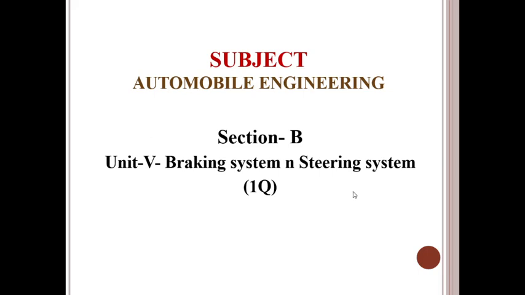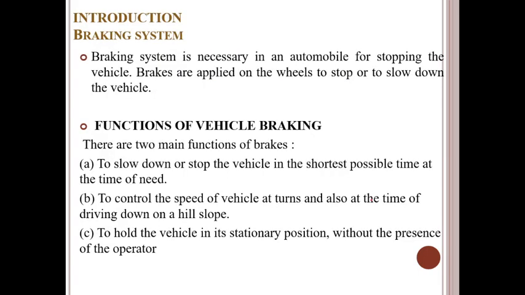So, we know why the braking system is required in our automobiles. Let's discuss in our next slide. If you observe in the diagram, this is our braking system. So, what is the braking system? A braking system is necessary in automobiles for stopping the vehicles. Brakes are applied on a wheel to stop or to slow down the vehicles. This is the main function of the braking systems.